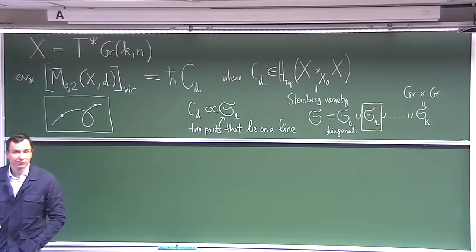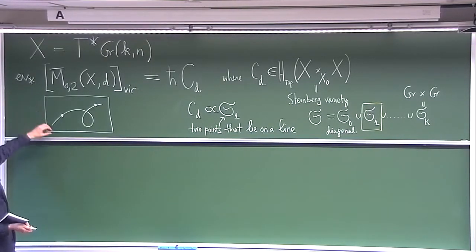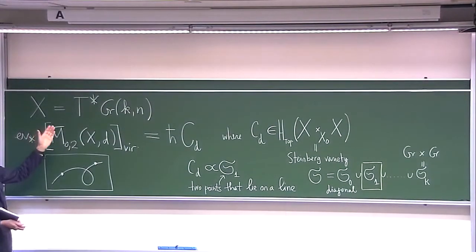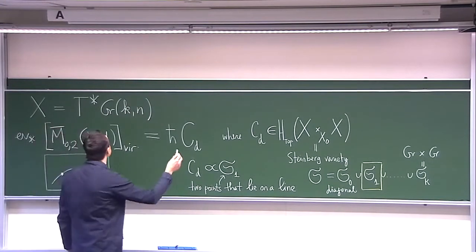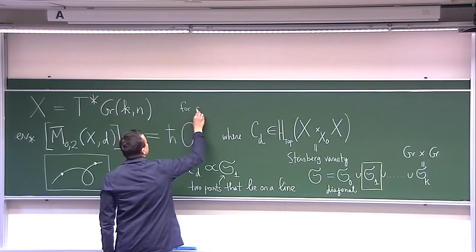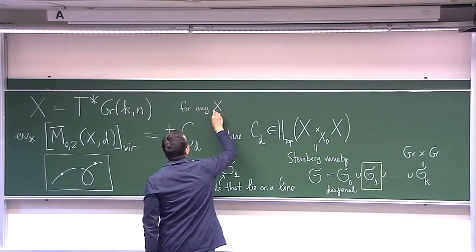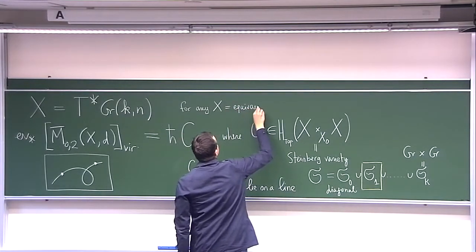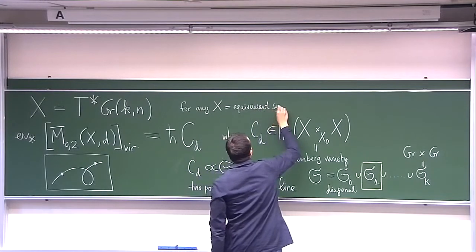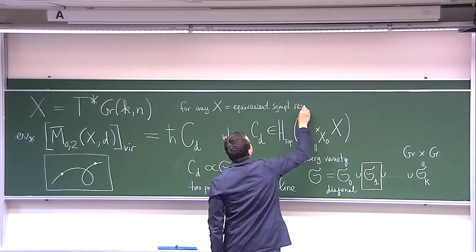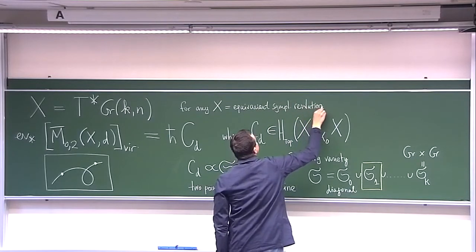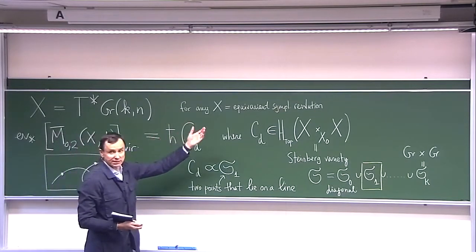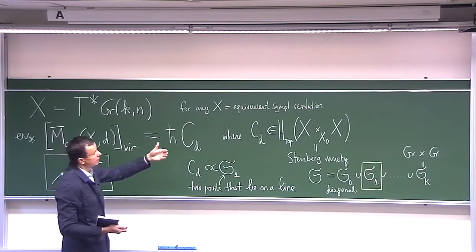Maybe I'll say a few words in general. So in general, this sort of analysis is applicable to, so what is true in general, for any X which is an equivariant symplectic resolution. So what's an equivariant symplectic resolution? First of all, it's a symplectic algebraic variety which is a resolution of singularities.